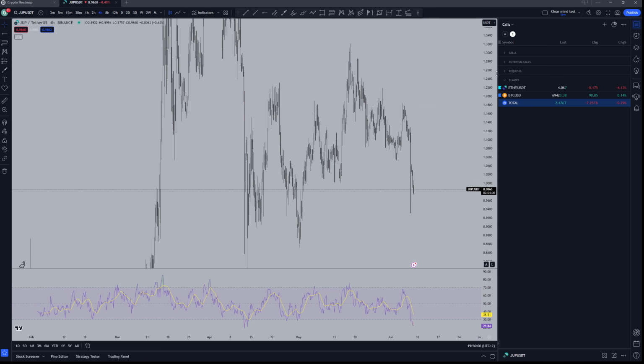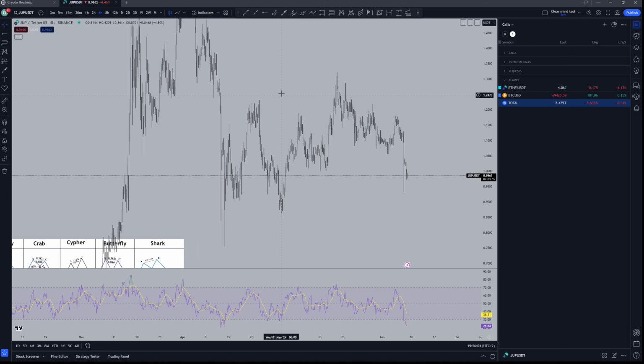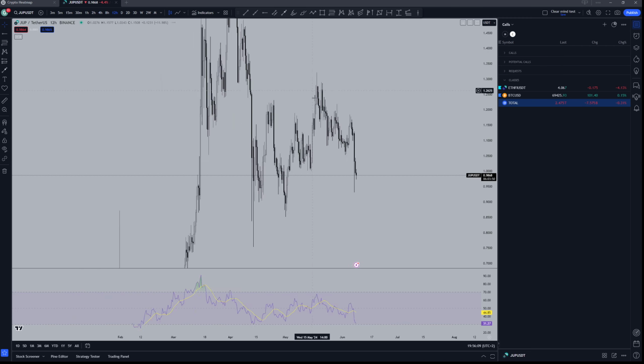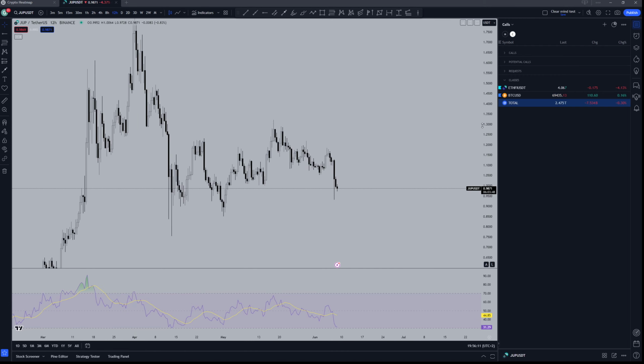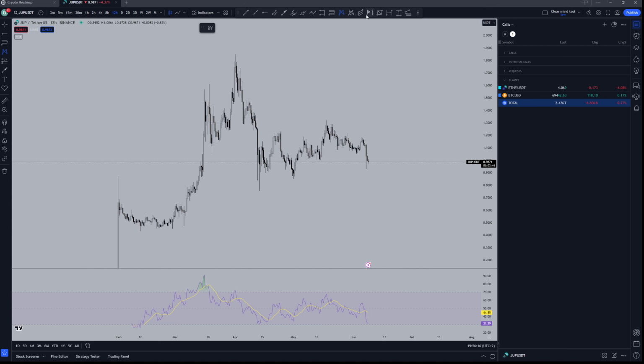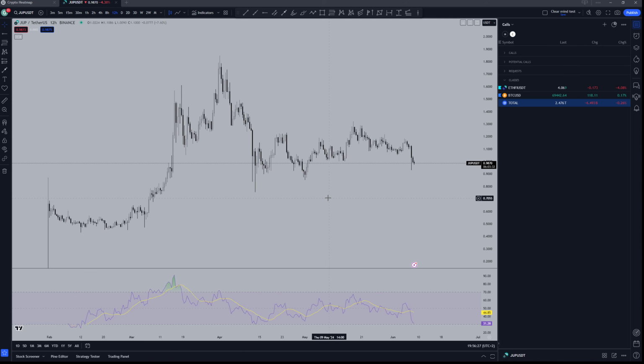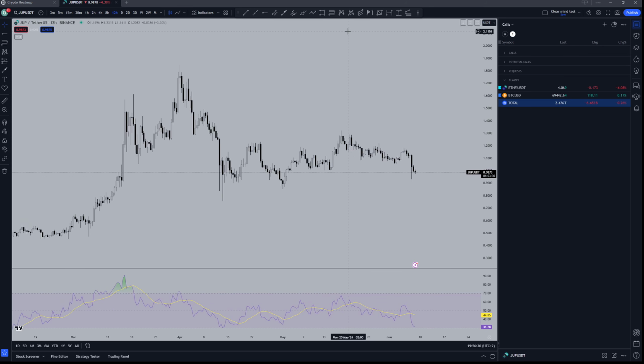I'll do JUP first, and then INJ as the last one, okay? Okay, so for JUP, we can already see, what's it called, an M shape over here. That's not it. That isn't anything. There's kind of an M shape over here as well.